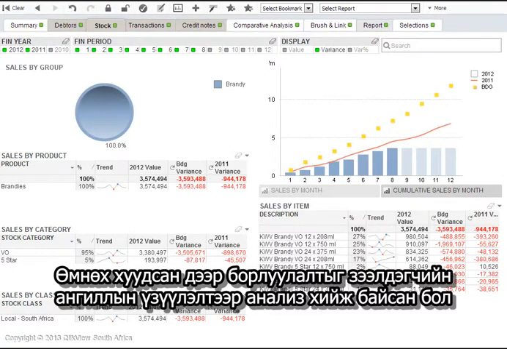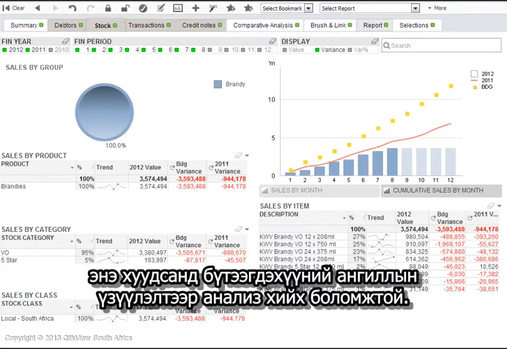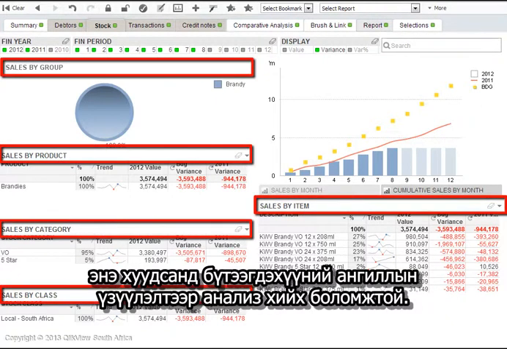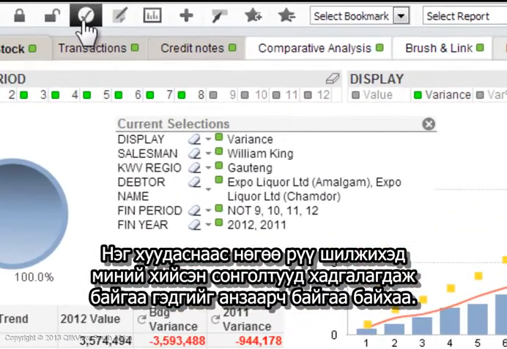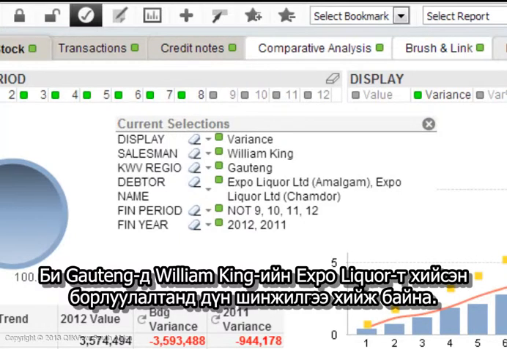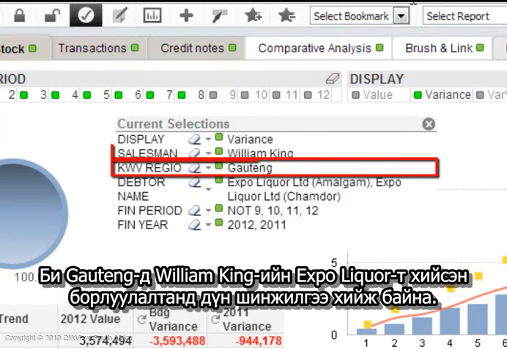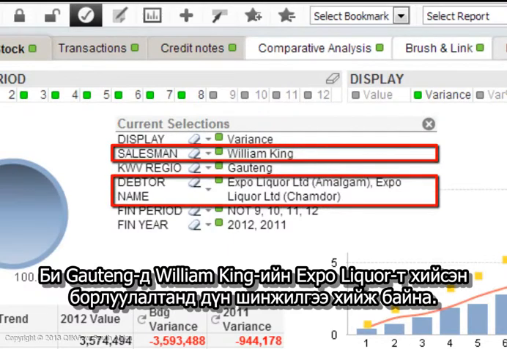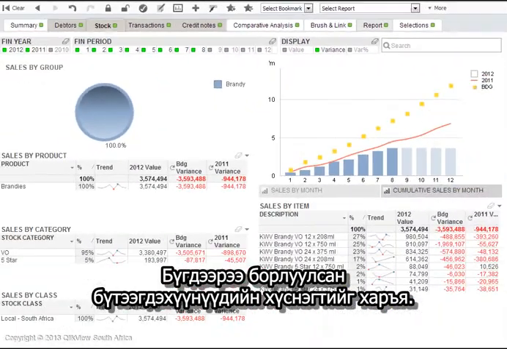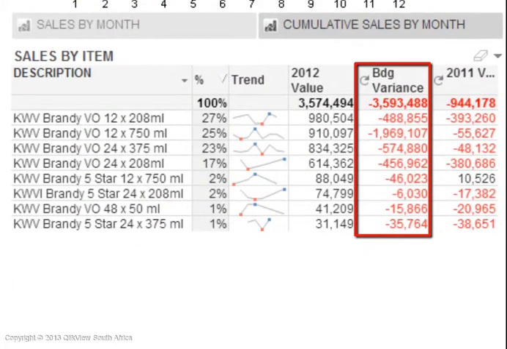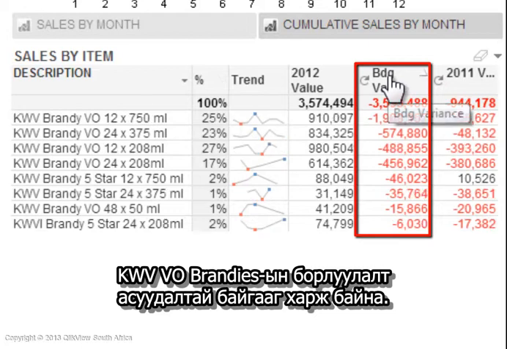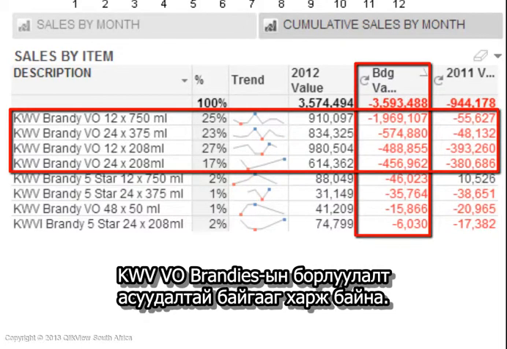In the previous sheet, sales were analyzed according to the data classification parameters. Here on this sheet, they are analyzed according to the stock classification parameters. Now, as you can see, as I move from one sheet to the next, I kept all my selections. I am analyzing sales in Gauteng made by William King to Expo Liquor. Let us focus straight away on the sales by item table. By sorting the variance in decreasing order, I can see that my problem is with the KWV VO brandies.